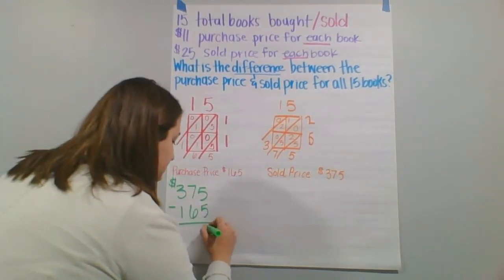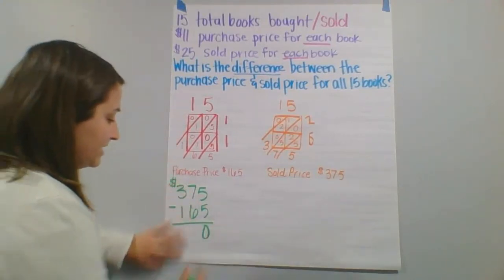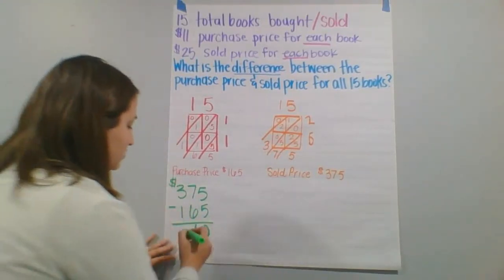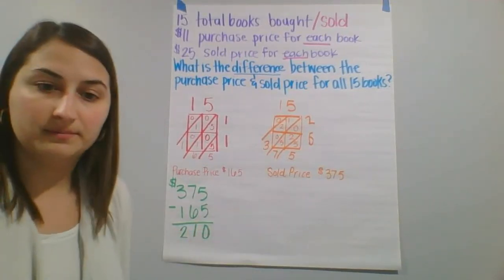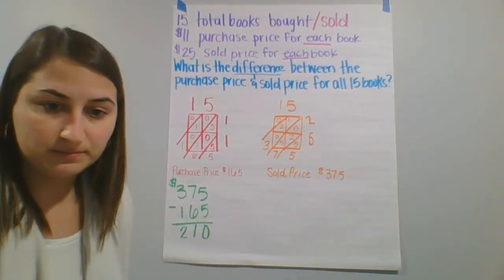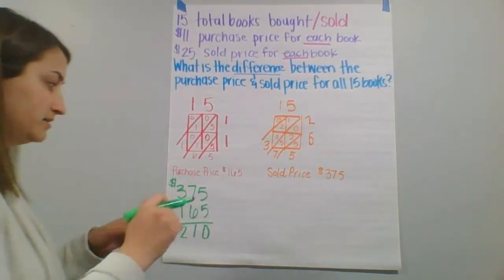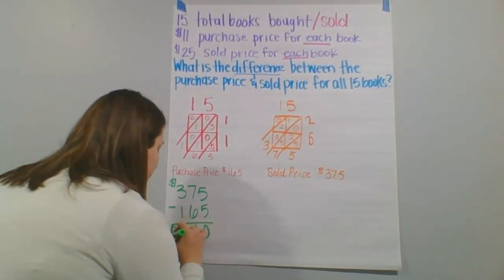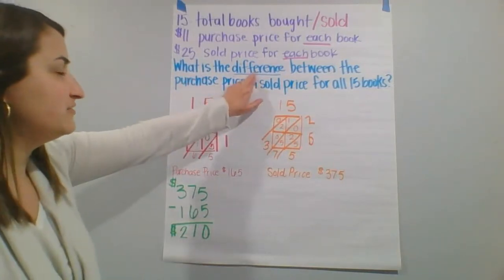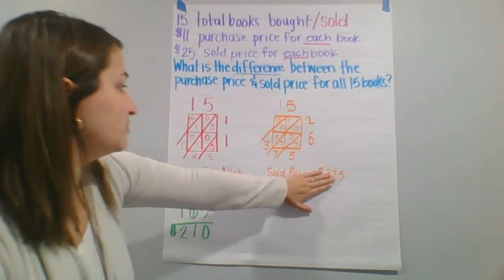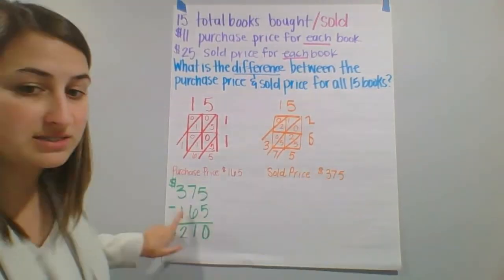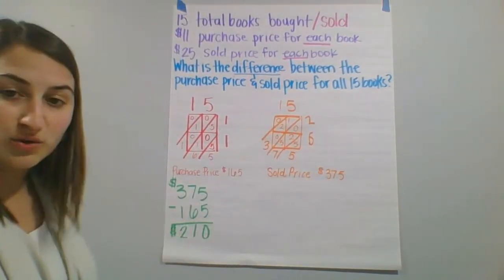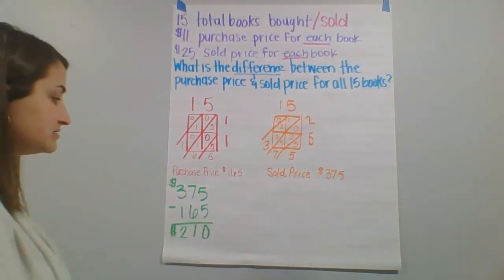So 5 minus 5 is 0. 7 minus 6 is 1. 3 minus 1 is 2. So at this point, she made $210, which is also the difference between the purchase price and the sold price for the 15 books. So she has $210, which is our difference.